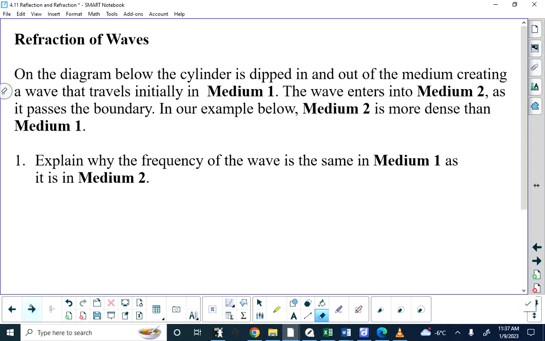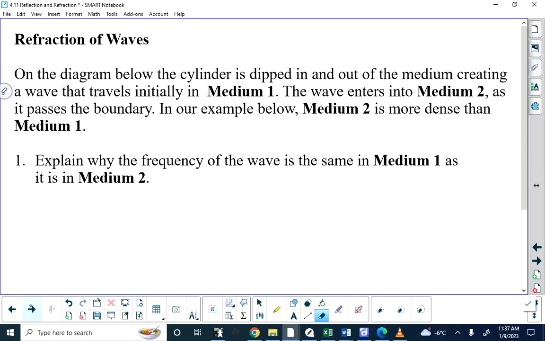On the diagram, the cylinder is dipped in and out of the medium, creating a wave that travels initially in medium 1. The wave enters into medium 2 as it passes the boundary. And I'm going to tell you right now, medium 2 is more dense than medium 1 in our warm-up, in this illustration. What does that mean? Maybe it's water to jello. Maybe it's a water wave going into jello.